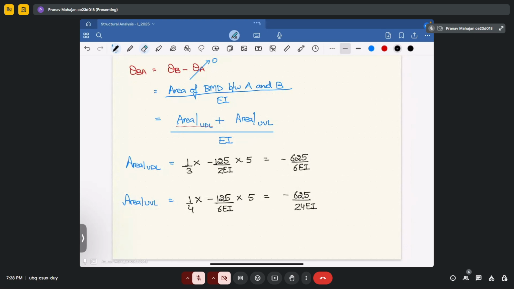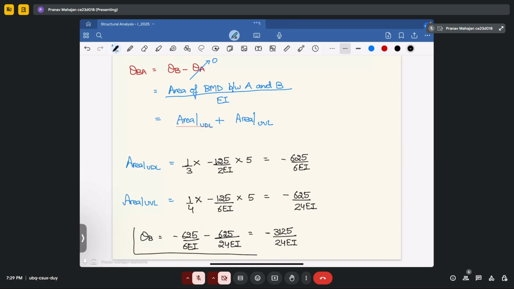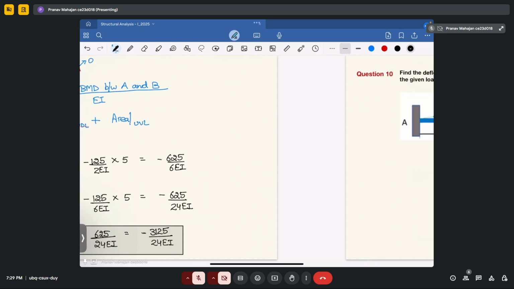Okay, so your theta B will be equal to minus 625 upon 6 EI minus 625 upon 24 EI, and that will give you the total value as minus 3125 divided by 24 EI. Fine. Now in this case you have to find the deflection also at point B.